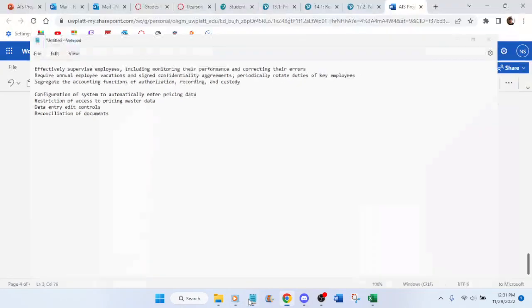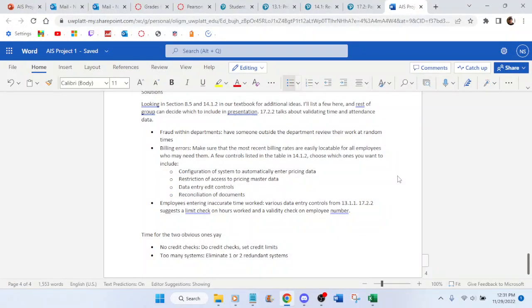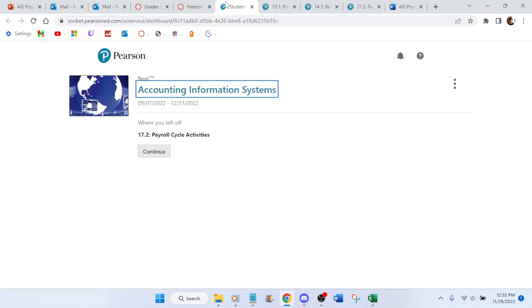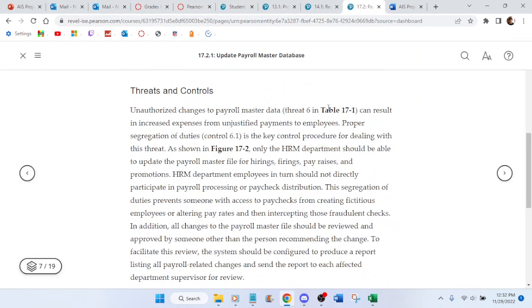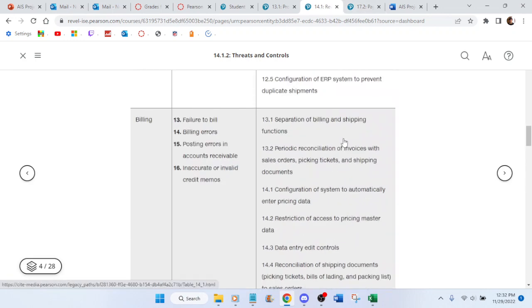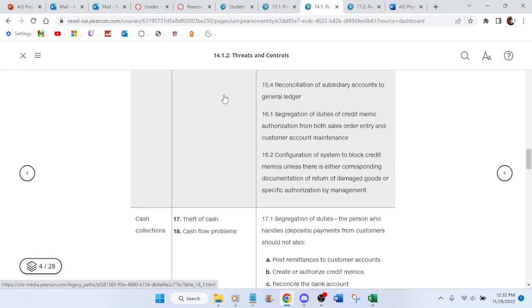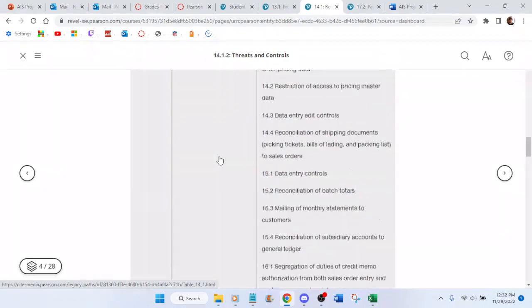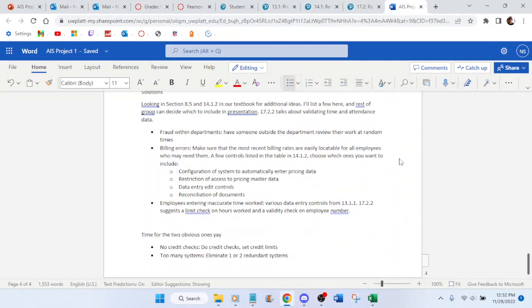So, I don't know. Let's see here. So, what are we looking for? I'm looking for more stuff here. Failure to bill, billing errors, posting errors, inaccurate credit memos, theft of cash flow, problems. Okay, is there anything else I can add? Let's see. Various data entry controls. I guess I'll list a few of these.